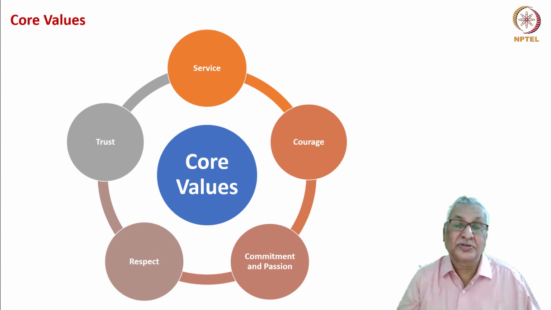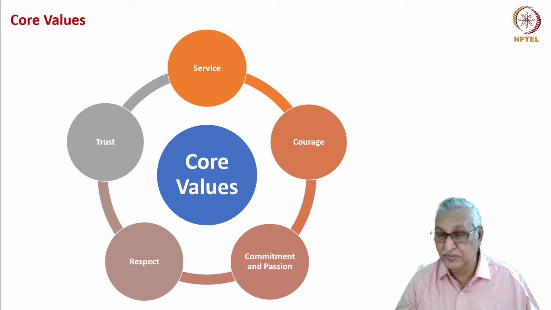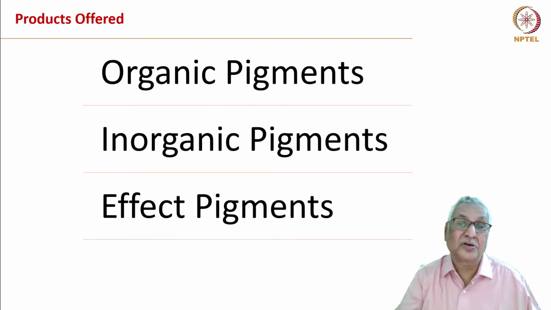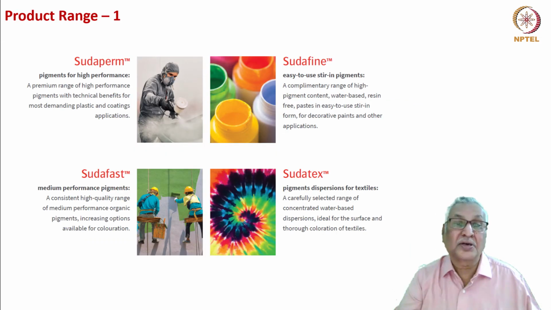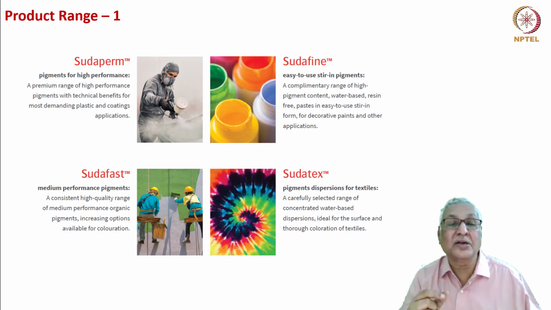What are the core values? Service, courage, commitment and passion, respect, and trust. The products offered are organic pigments, inorganic pigments, effect pigments. So, what is the product range comprising of? Every company has its branded name: Sudha Perm, Sudha Fine, Sudha Fast, Sudha Text, and so on. So, the letters Sudha are the prefixes for all the types of the products, and that is the corporate brand weaving itself into the product brands.